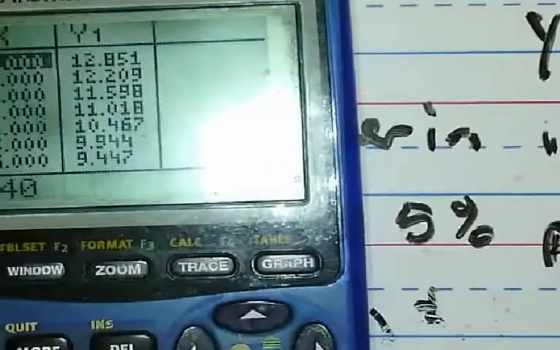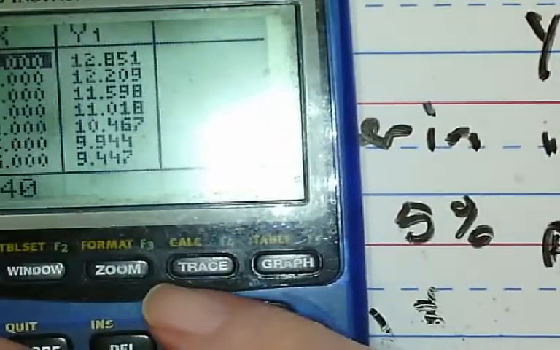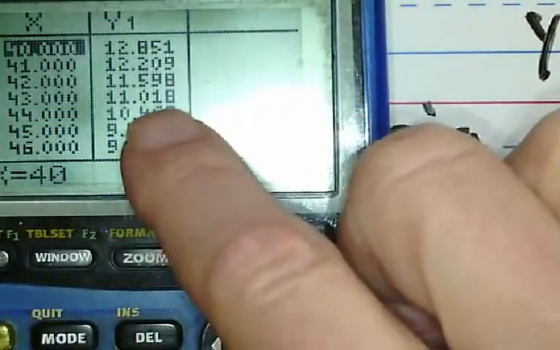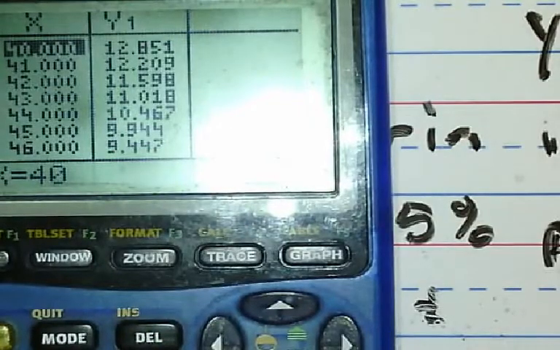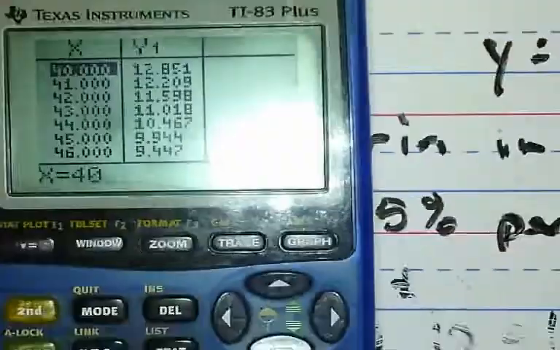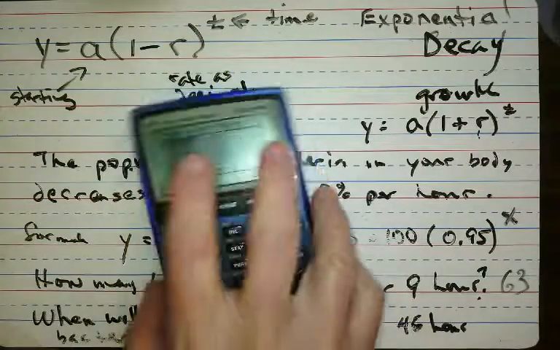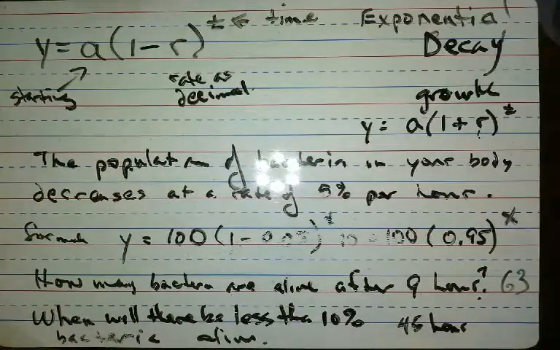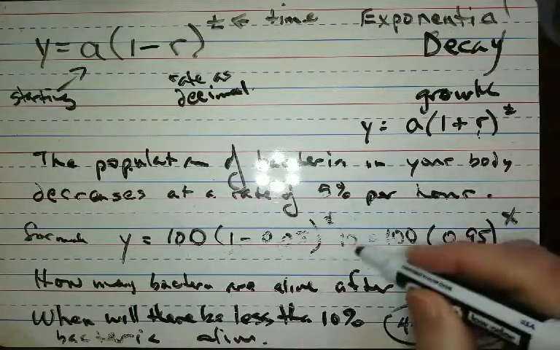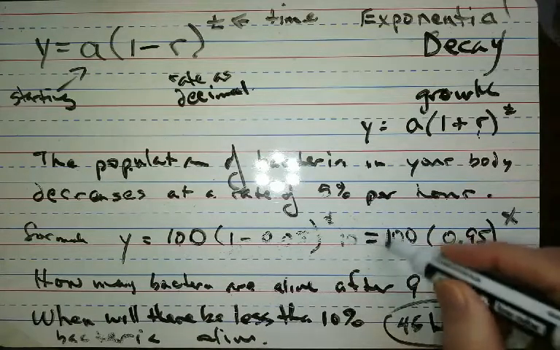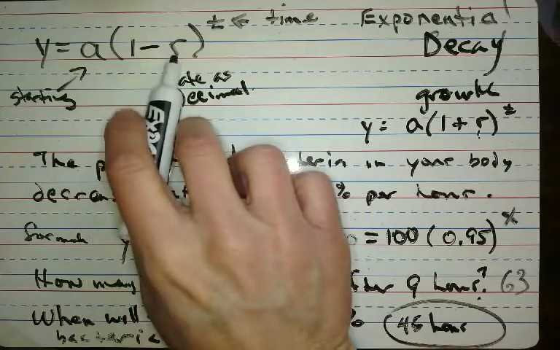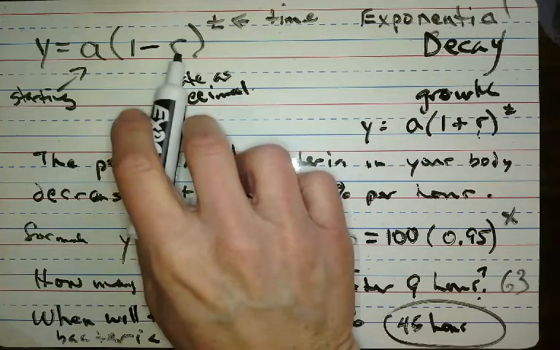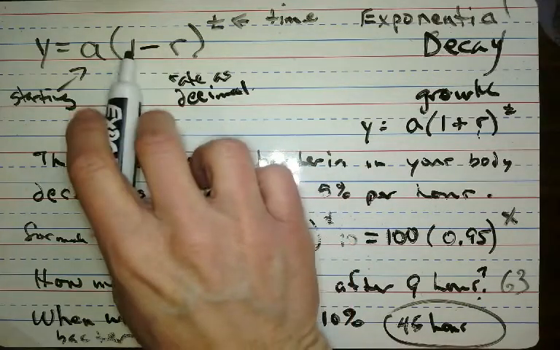You weren't able to see that, were you? Let's zoom back in here. There we go. So I've got 40 was 12, 43 was 11, 45 was 9.9, right? So that means that 45 is the answer that I'm interested in. 45 hours. So remember that what you're doing is you're subtracting the percent from 1.